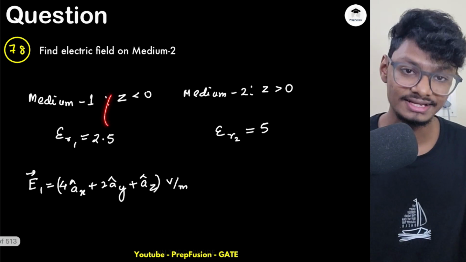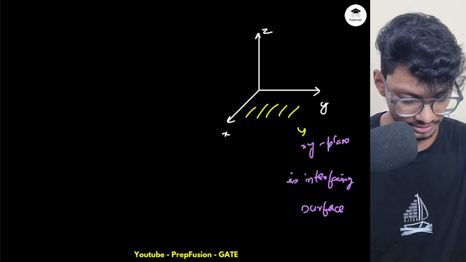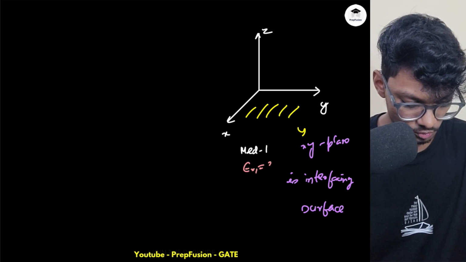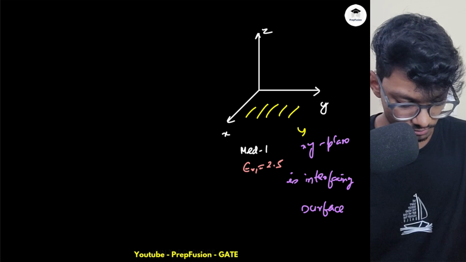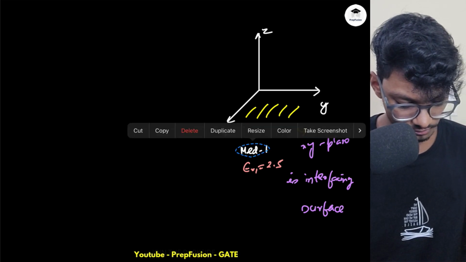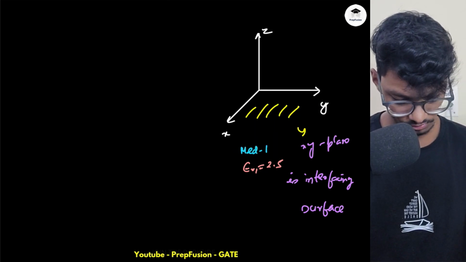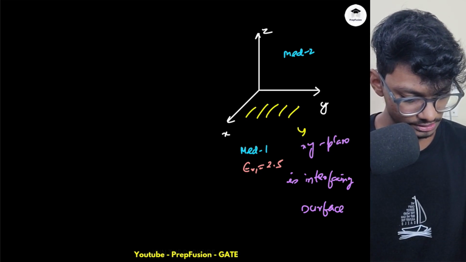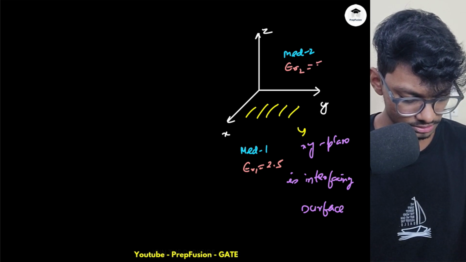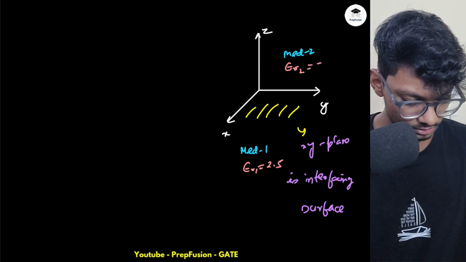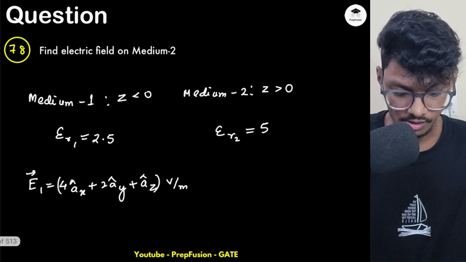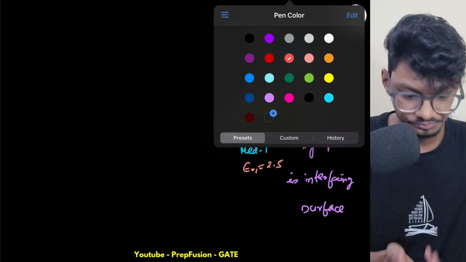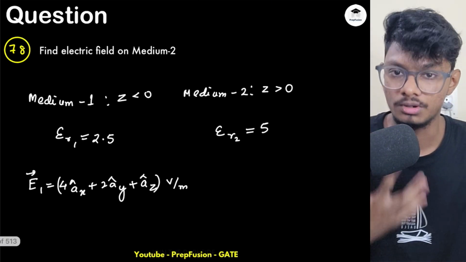Medium 1 is z less than 0, so below. This will be medium 1, where my epsilon r1 is 2.5, and this is my medium 2, where epsilon r2 is 5. So these are my medium 1 and 2, and basically now I can segregate my tangential and normal components.